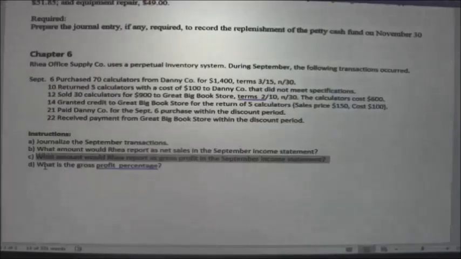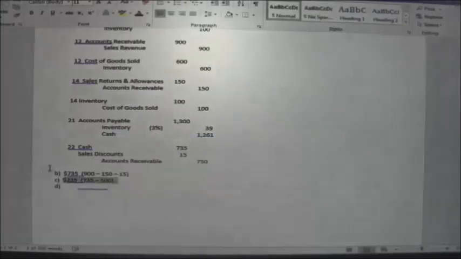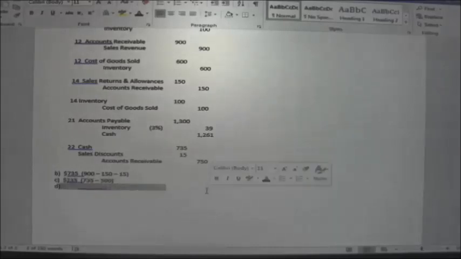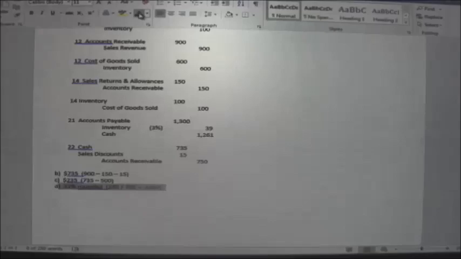Last question, what is the gross profit percentage? What are we going to do? Someone tell me? Okay, gross profit over net sales. 235 divided by 735 gives us just about 32%. Any questions at all?